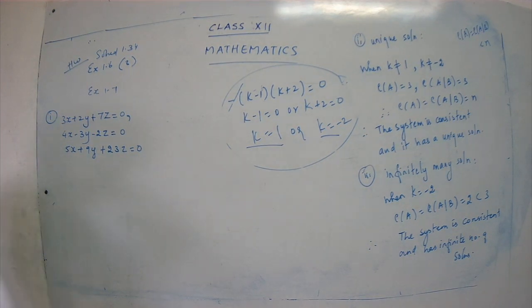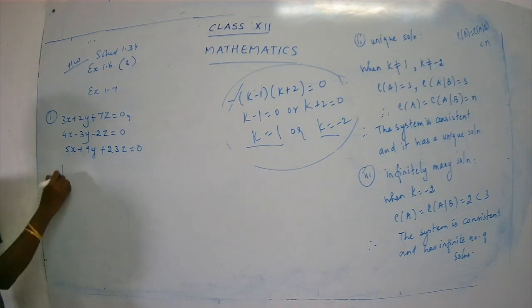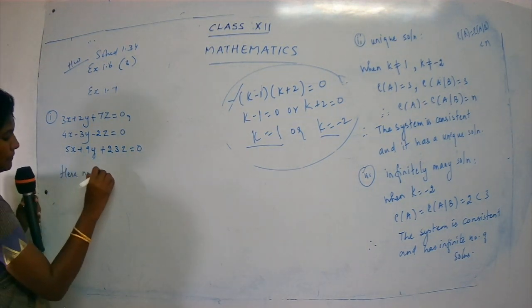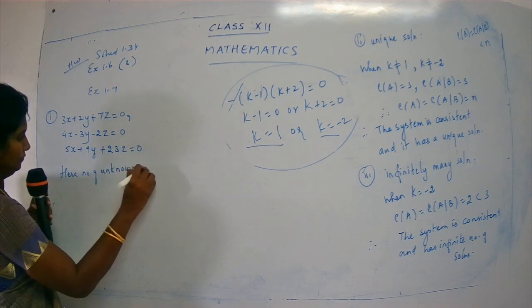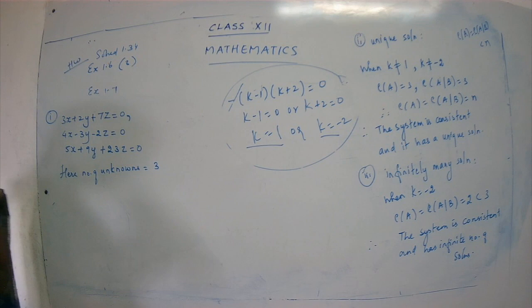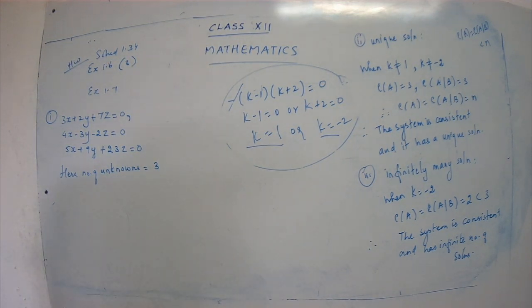Okay. So we have written down the equations. 3x plus 2y plus 7z is equal to 0. 4x minus 3y minus 2z is equal to 0. 5x plus 9y plus 23z is equal to 0. So the first thing is to write down the number of unknowns. What is the number of unknowns over here? 3. So write down here, number of unknowns is equal to 3. Okay, done. Now the next step, you are going to transform the augmented matrix into echelon form.